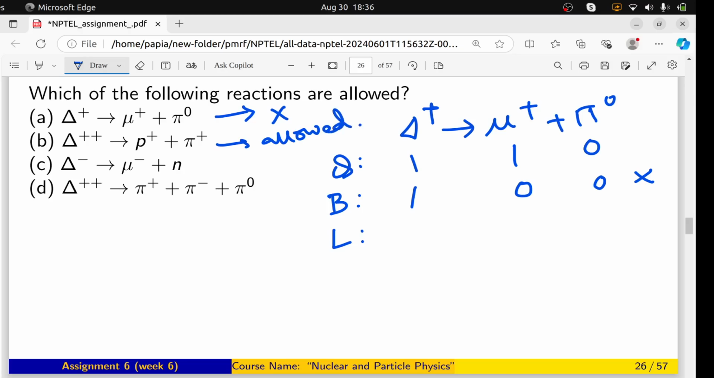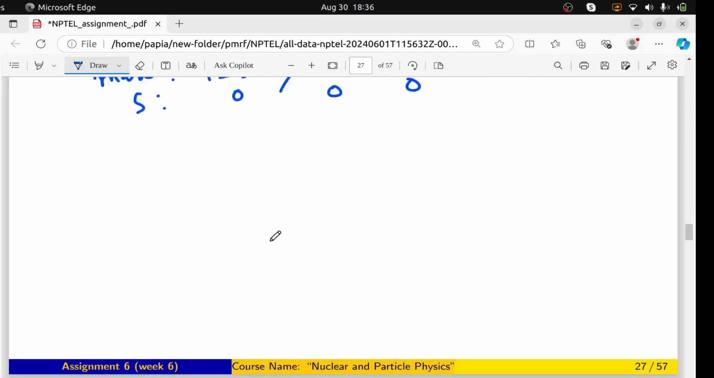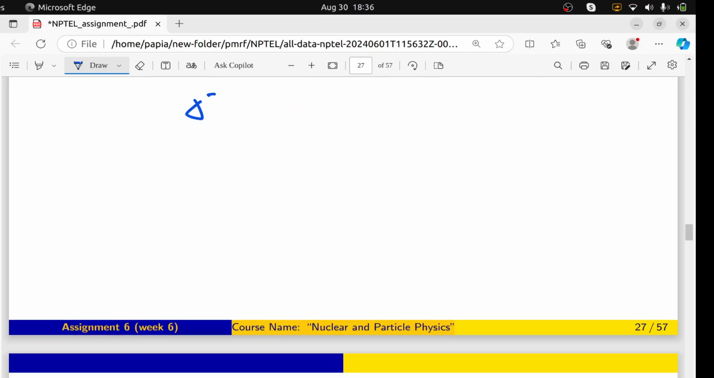Now delta minus going to mu minus plus n. Delta minus going to mu minus plus n. What is the problem here? Can anyone tell me quickly?